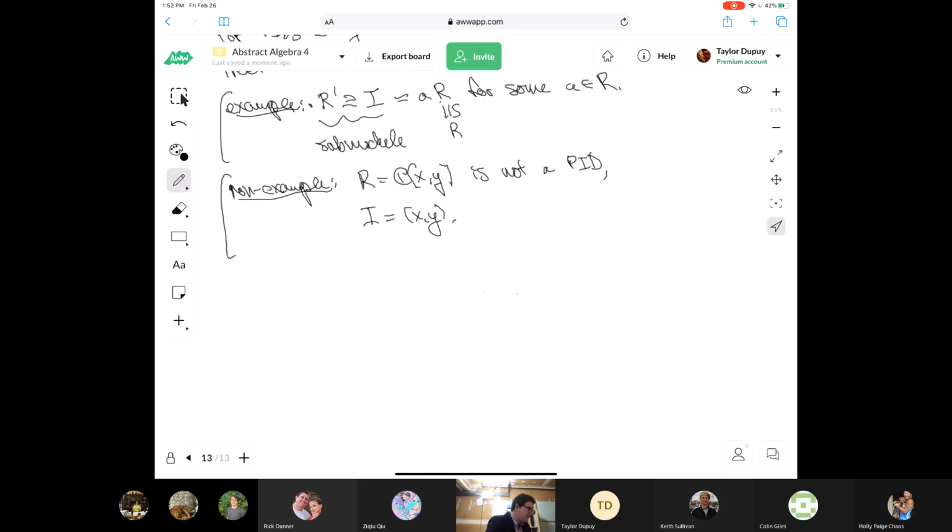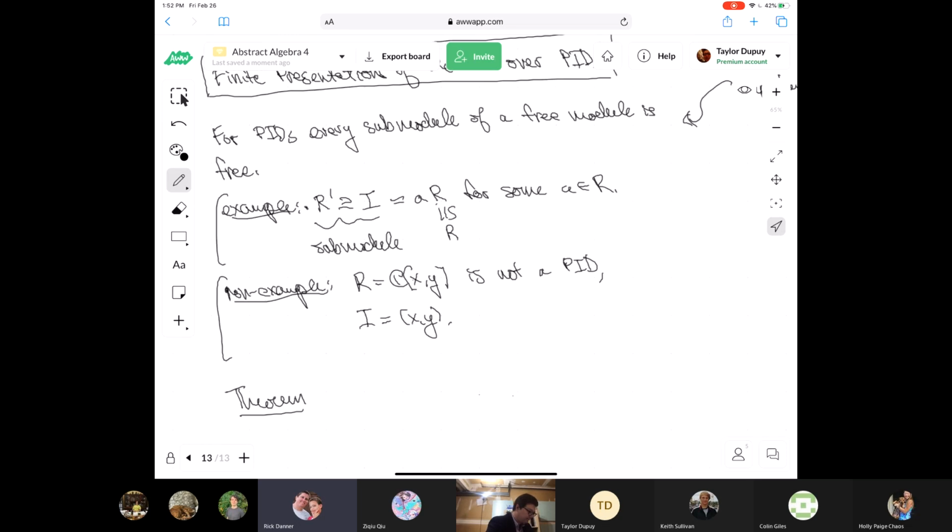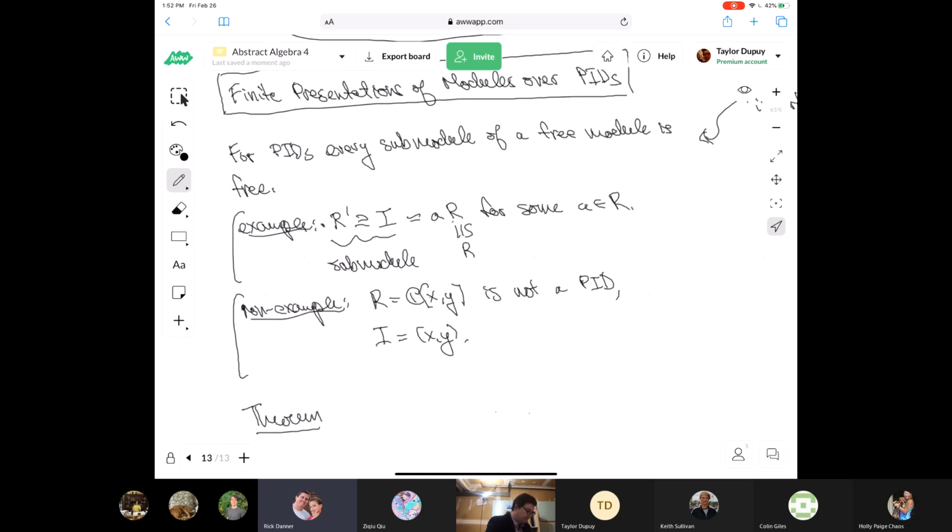Okay, so now let me tell you the theorem here. Theorem. On that last example, the ideal certainly shows it's not a PID. It's not a free module. Yeah, this is not a free module, right? This is not a free module.